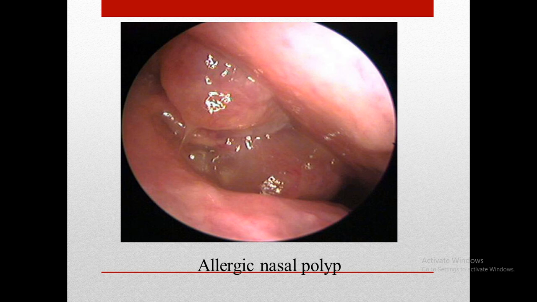This is nose. We see inside the nostril. Now we see here polyps, multiple polypi, glistening, large, obstructing the nasal pathway. This is allergic nasal polyp.